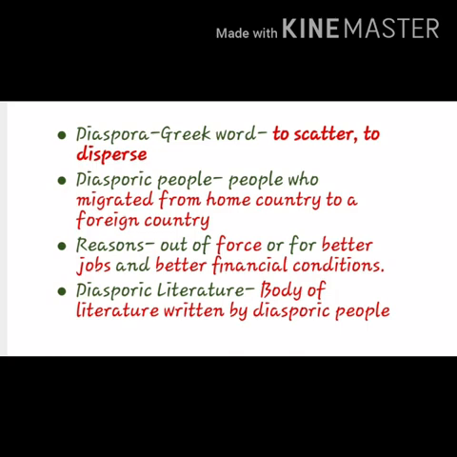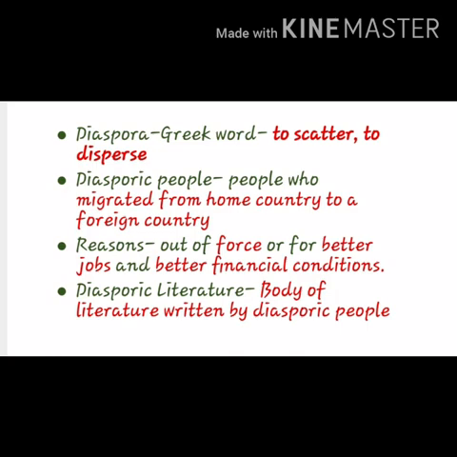and diasporic people is a group of people who have moved from their homelands to a foreign country for multiple reasons. It may be out of force, it may be for better job prospects, for better economic conditions or better social conditions or for better cultural conditions, anything else. So it can be for multiple reasons, but these are people who are not residing in their home countries, they are residing in a foreign country.